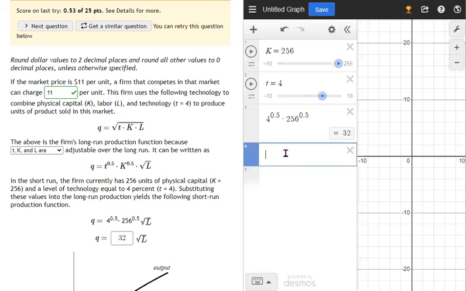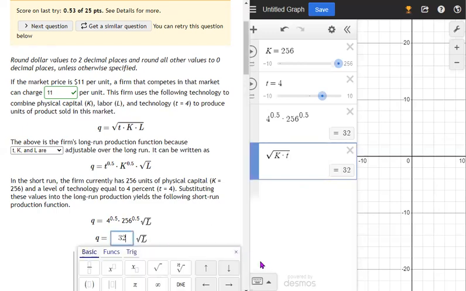Another way to calculate that is to type square root, SQRT. SQRT gives us the root symbol. And then I'm just going to type capital K, which is 256, times T, which is 4. And I get the same number, 32.